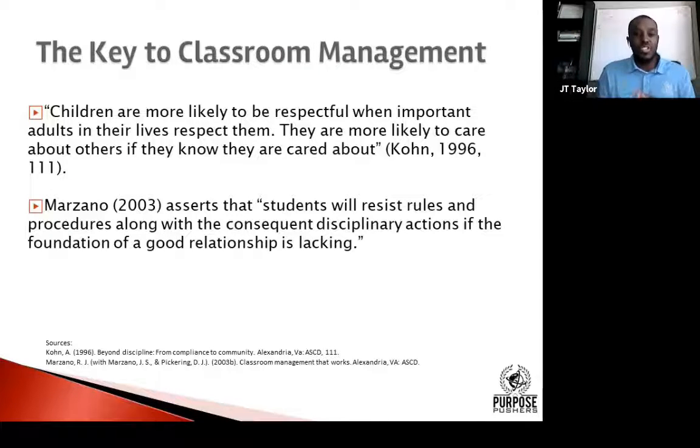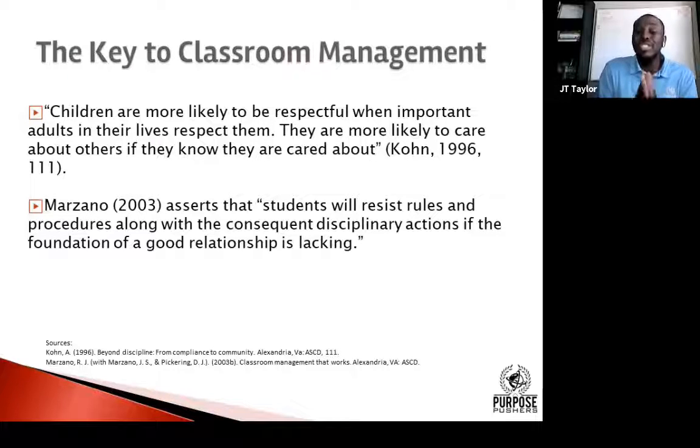Well, here's what the research says. Children are more likely to be respectful when important adults in their lives respect them. They're more likely to care about others if they know they are cared for. So we got to care for kids. We got to make sure that we are explicit in our communication of the fact that we care about students and that we believe in them.